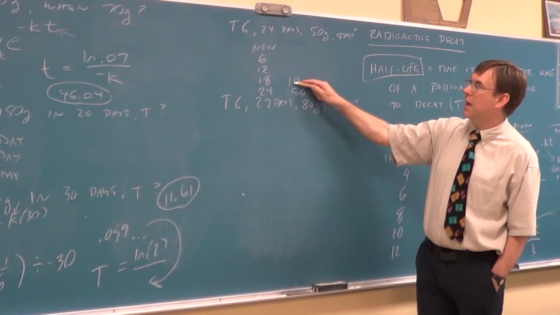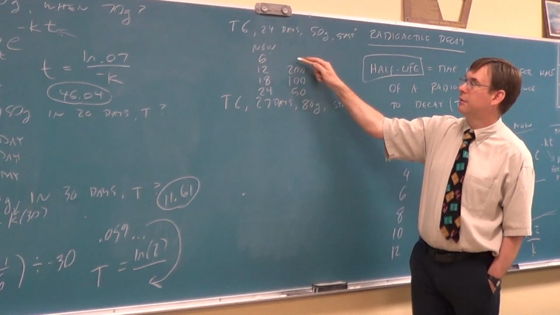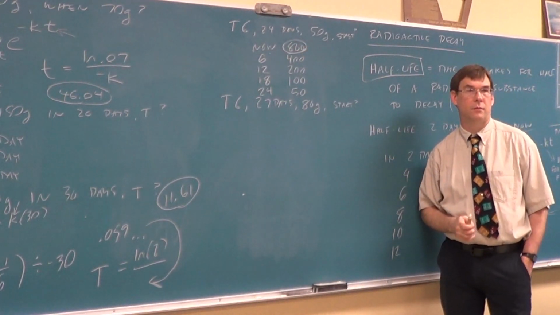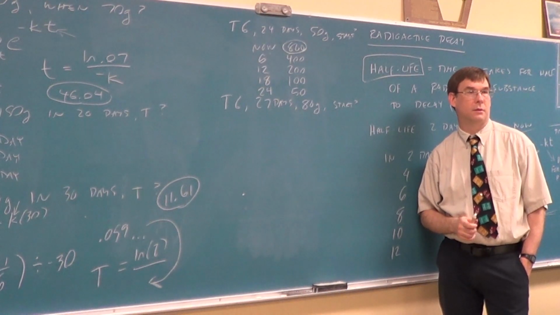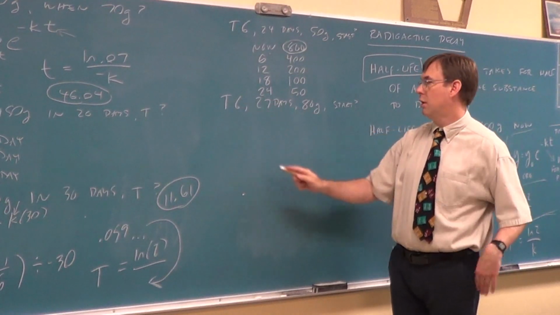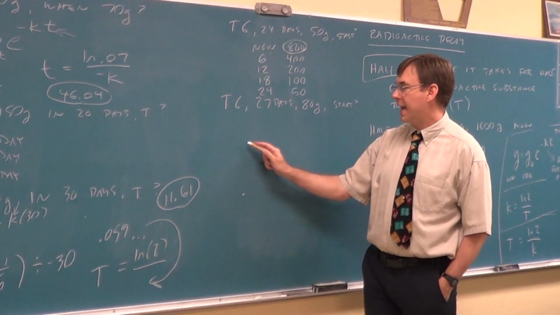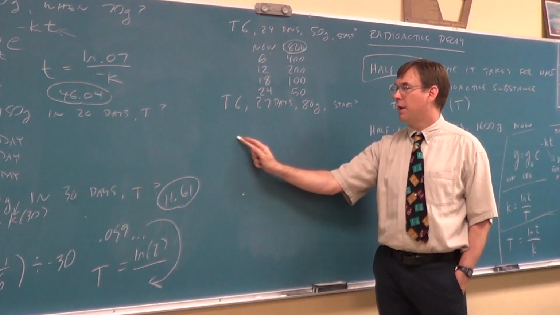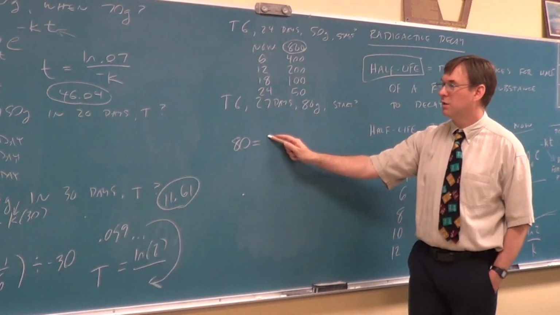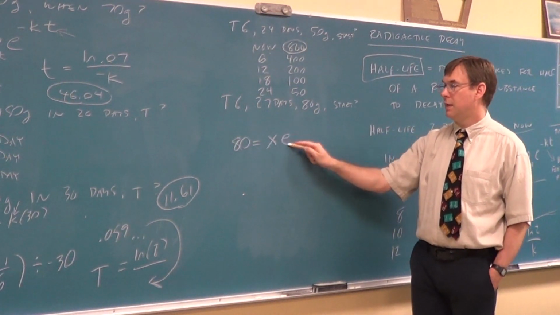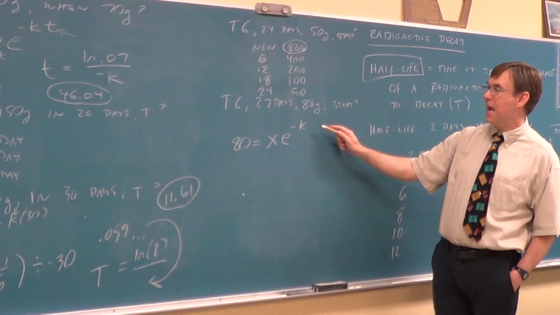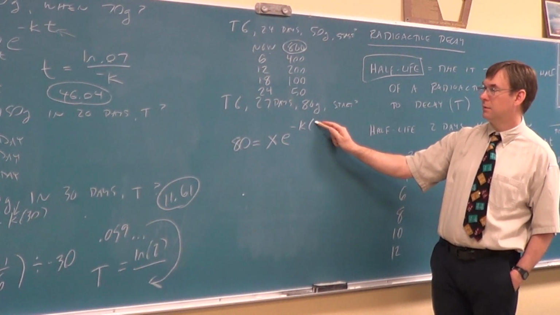So at the prior level, it was 100, 200, 400, 800. Is 27 going to fit in with 6? No. So, do some math. We have the amount later on down the line, 80. The original amount, you don't know. E to the negative KT. We didn't get the K yet, but we can get it. The T is 27.